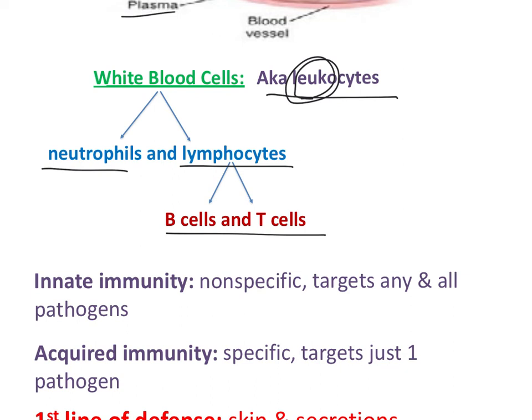In terms of your immune system, you can break your immune system into two main categories, innate versus acquired. The innate immune system is non-specific and targets any and all foreign pathogens, trying to keep them out of your body to begin with, or trying to destroy them as soon as they get inside of your body. Acquired immunity is specific and targets only one specific pathogen. So we are going through all of this in much more detail right now.